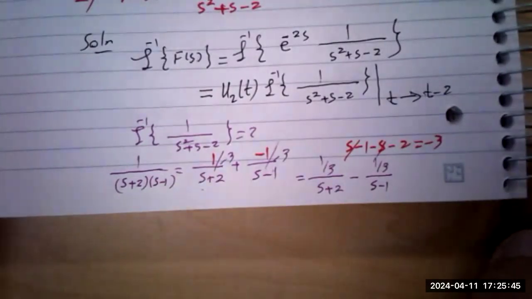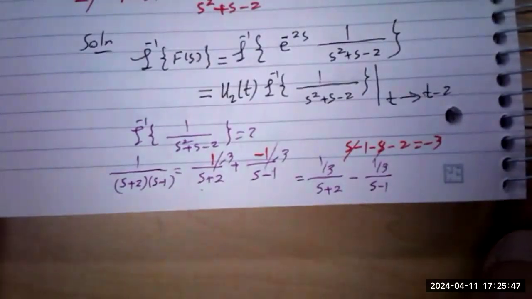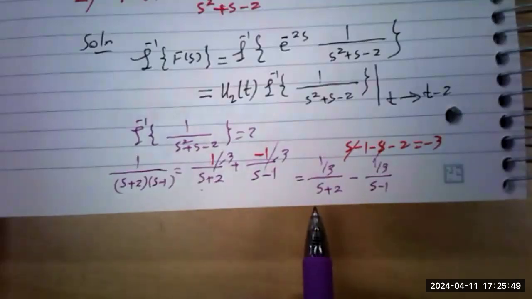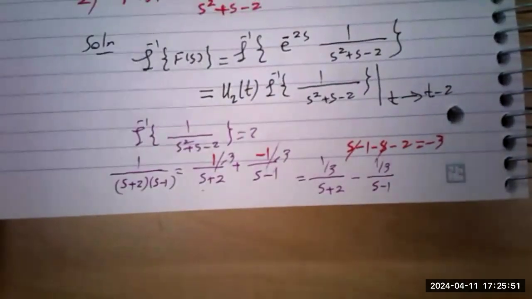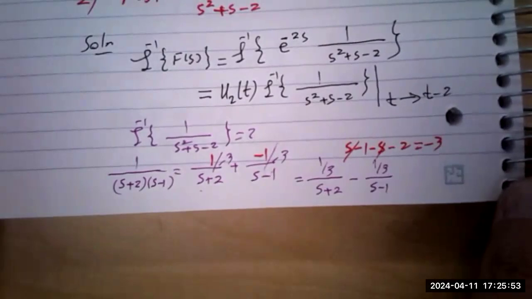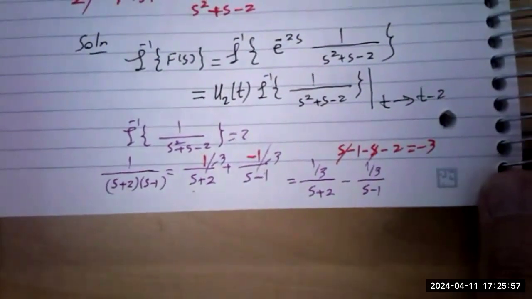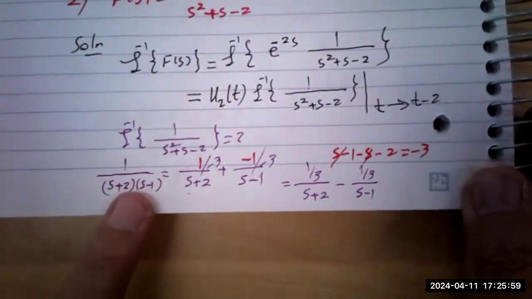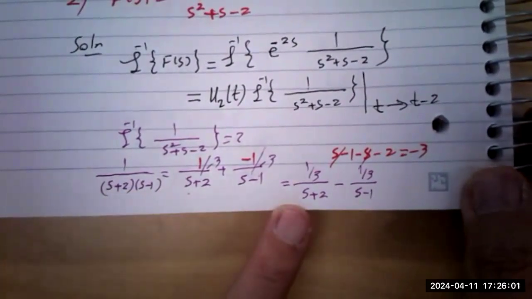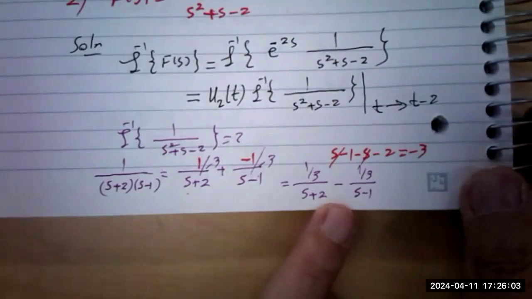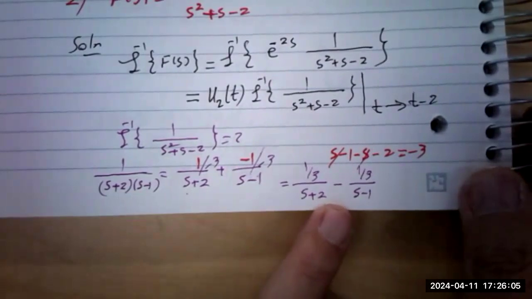Okay, any question? So take the Laplace inverse of this and then change it to t minus 2, then you have that. And you are going to use it quite a lot. Okay, so I go to the next page. I rewrite this one, so that gives me 1/3 e to the negative 2t minus e to the t.